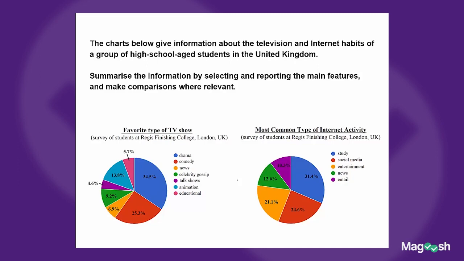So let's take a look at this sample question very quickly. We'll look at some tips about how to respond to pie chart questions, and then we'll look at a sample response to this particular prompt in just a moment. Starting at the top: the charts below give information about the television and internet habits of a group of high school age students in the United Kingdom. So we've got this group of students.